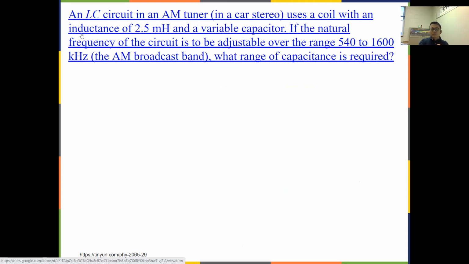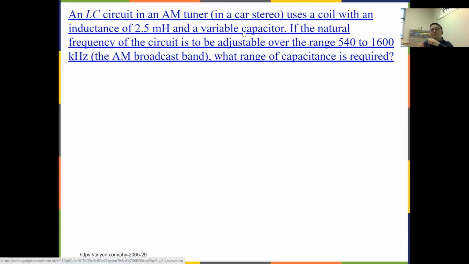It uses a coil with an inductance of 2.5 millihenry and a variable capacitor. So the capacitance can go through a certain range, so then you can tune to different stations. They have different frequencies, okay? If the natural frequency of the circuit is to be adjustable over the range of 540 to 1,600 kilohertz, which is the AM broadcast band, what range of capacitance is required? So we're looking for the range for this capacitor.